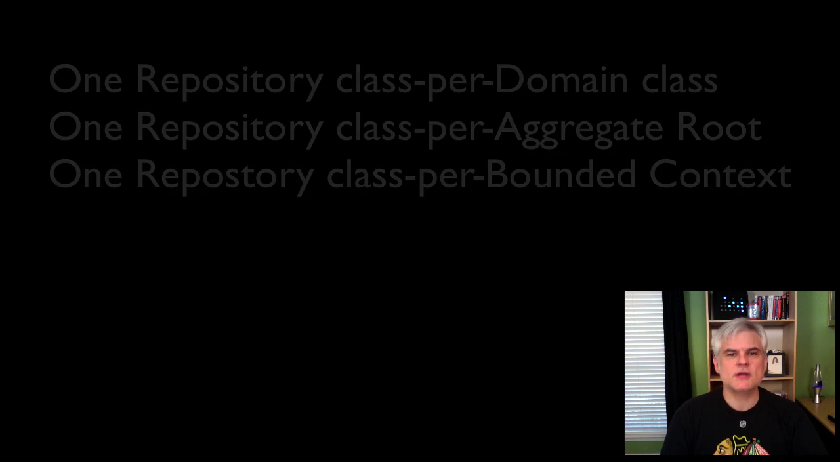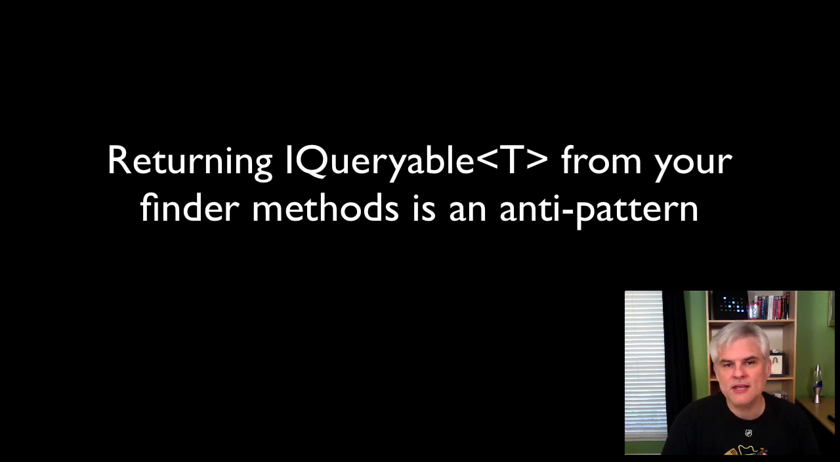So through this series, we also looked at the common practice of returning IQueryable of T from a finder method, and I talked about the reasons why you should shy away from this if at all possible. I'm not going to go into the specifics, but it's generally not considered a great practice, even though many people still do it.